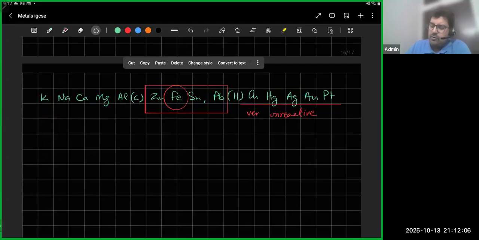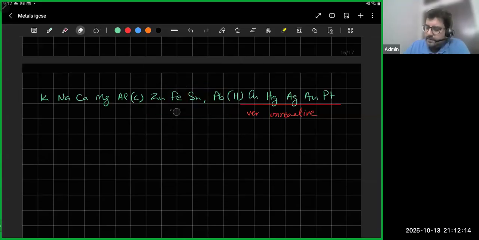Okay, the ones that are even more reactive than carbon. Okay, it's up to this point. So they are more reactive than carbon, so they can't be reduced by carbon.